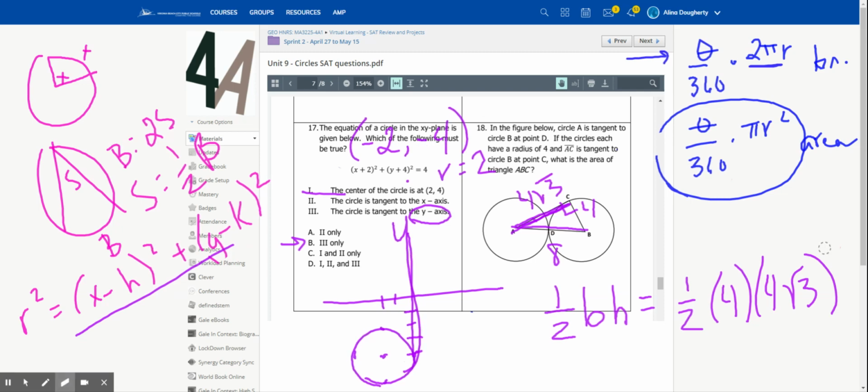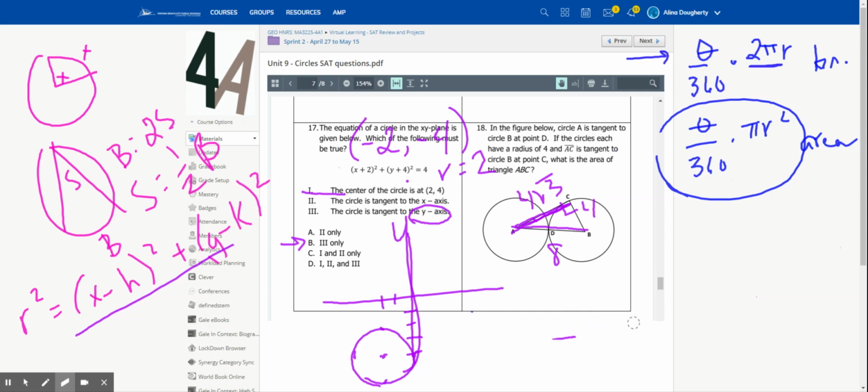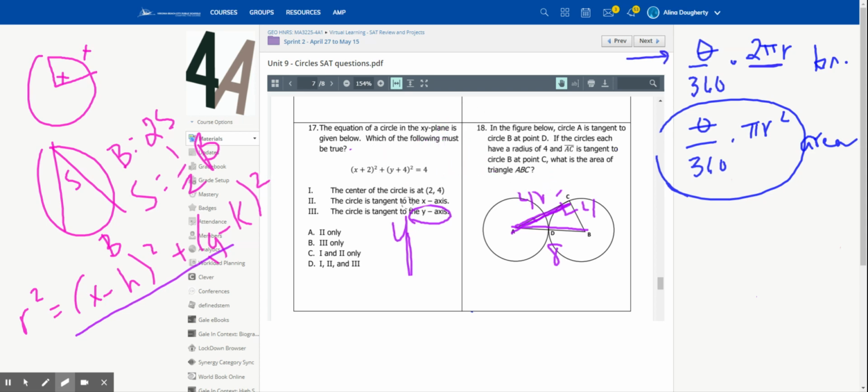Let's erase all of this. There's even more in the circle unit that we would have learned had we been in school. So be thankful that it's just these few things that we're talking about here today.